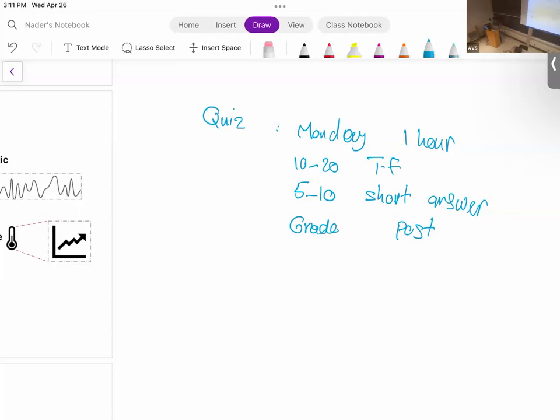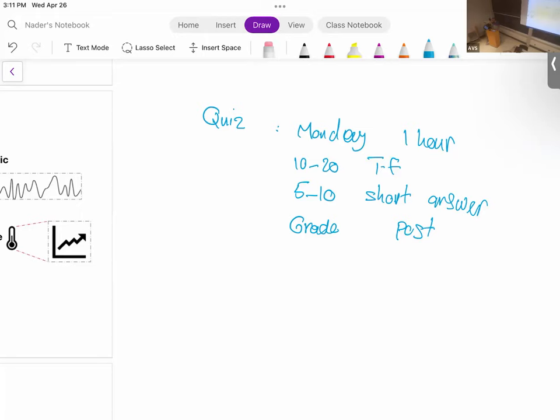Is it like we type on the Gradescope? You can type or you can write and then take a picture, depending on what you want. The questions would be digital. For the true or false, you actually need to click on it. So bring your laptop, basically.